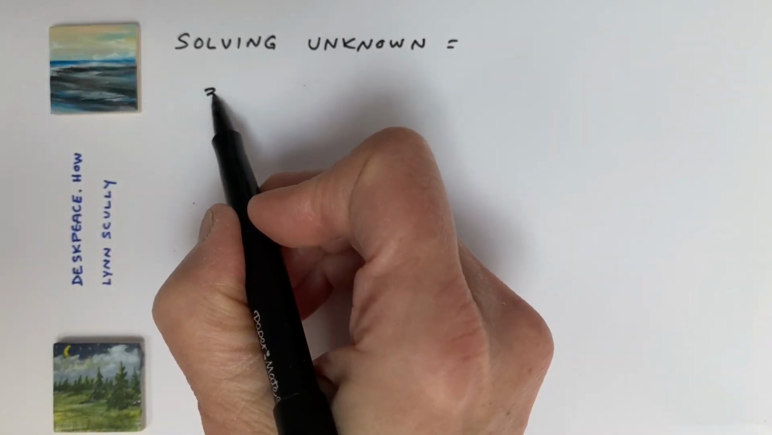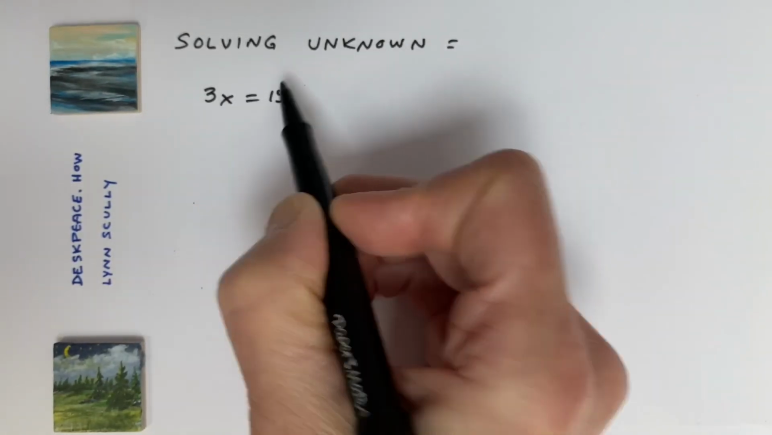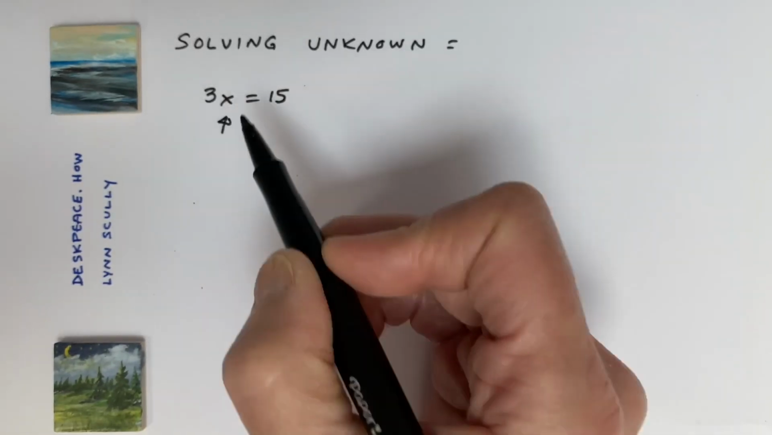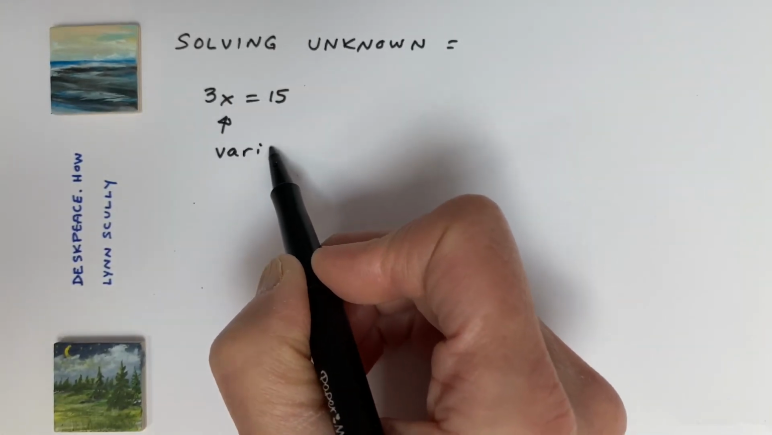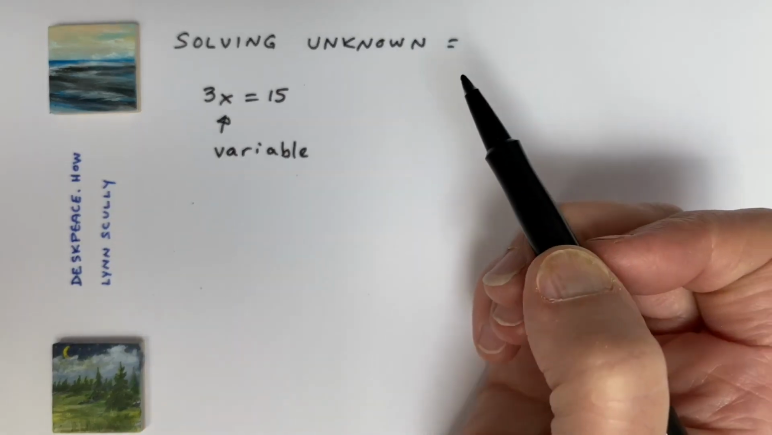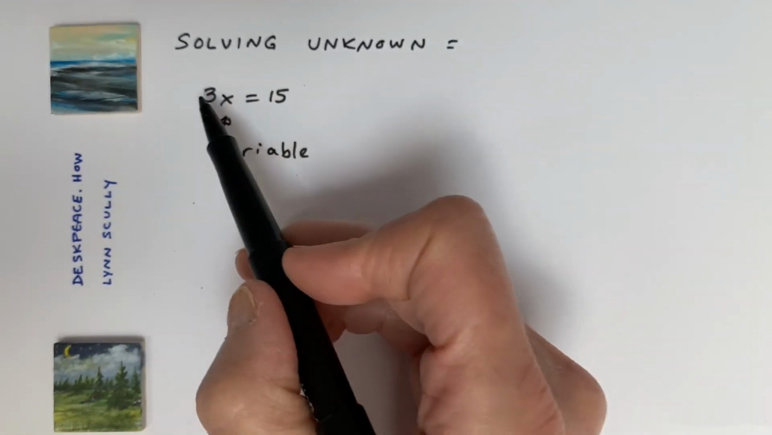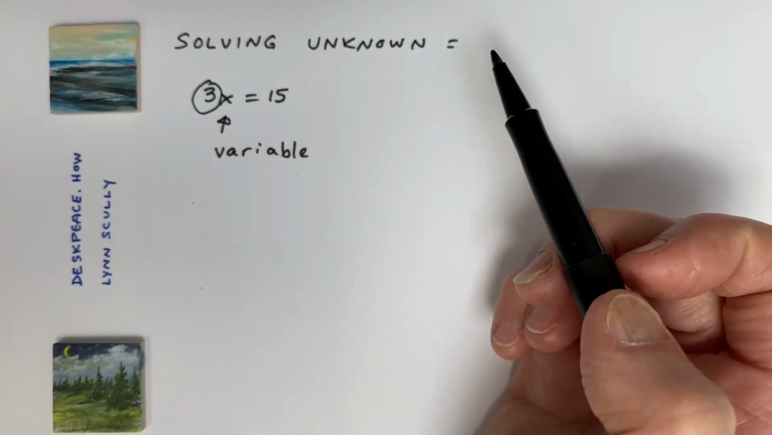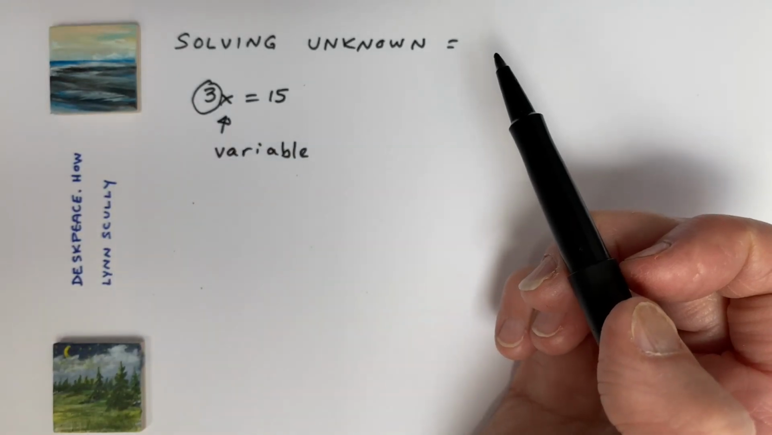So if I have like 3x equals 15, my unknown is x. We also call it a variable, and it's a letter that just stands for some kind of number. This is called the coefficient, and the coefficient is the number that's multiplied to it.